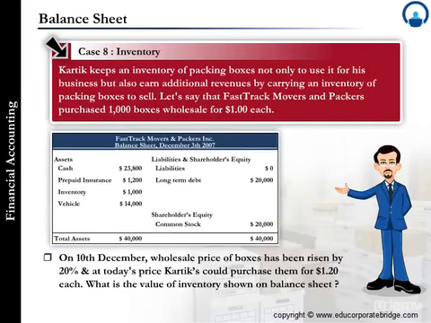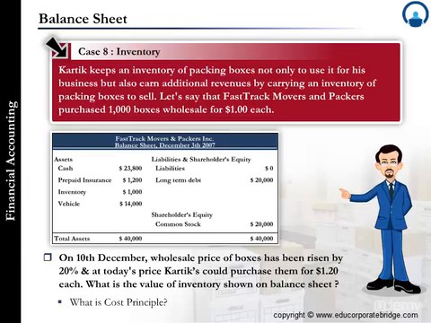Scenario 1. On 10th December, the wholesale price of boxes has risen by 20%, and at today's price, Karthik could purchase them for $1.20 each. What is the value of inventory shown on the balance sheet? We should remember two important principles pertaining to inventory.